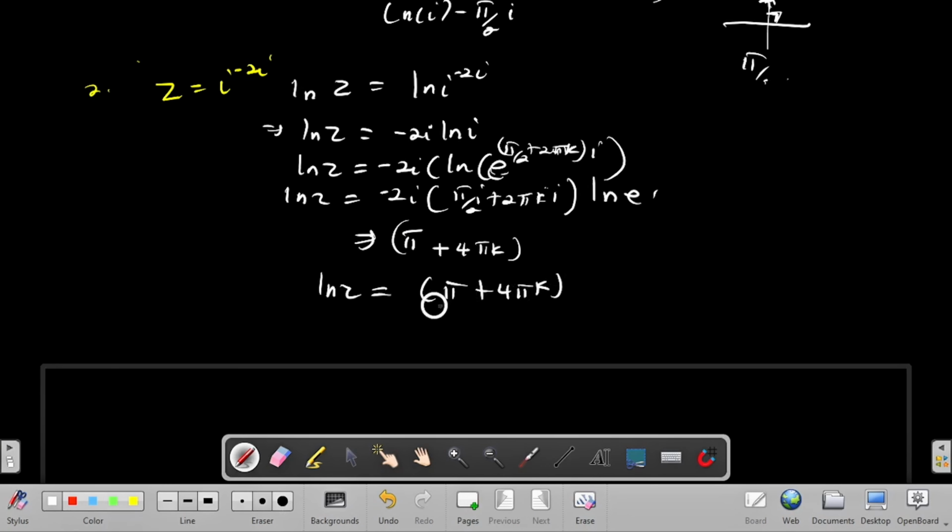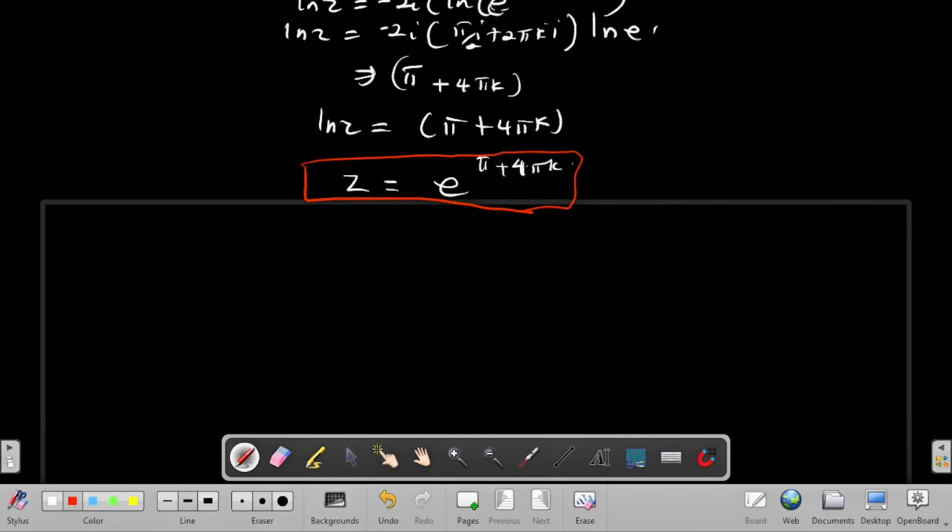But we weren't asked for ln z. They said you should solve for z. So to take away ln, z is simply equal to e to the power pi plus 4 pi k. As simple as that, you are done defining your logarithm. So this one was a typical complex power, right? And you have brought down, expressed it in complex logarithm first before we solved it. Okay, so you can see that clearly what you are doing follows the same pattern.